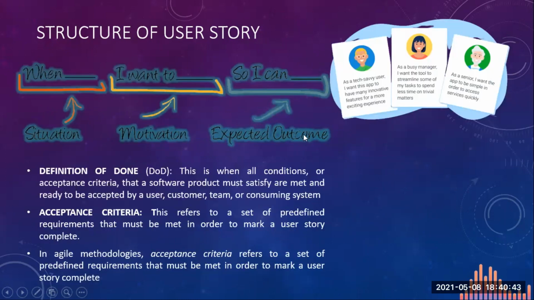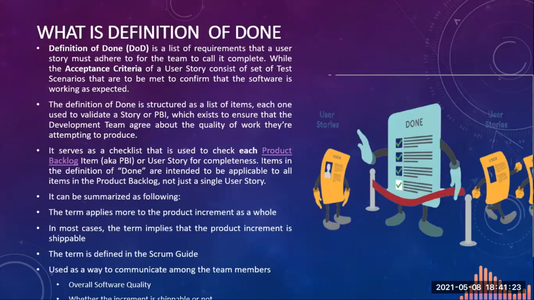Now, apart from this particular structure of when, I want to, so I can, there are two other things in user stories. One is definition of done. This is when all the conditions or acceptance criteria that a software product must satisfy are met and ready to be accepted by a user, customer, team, or consuming system. Acceptance criteria. This refers to a set of predefined requirements that must be met in order to mark a user story complete.